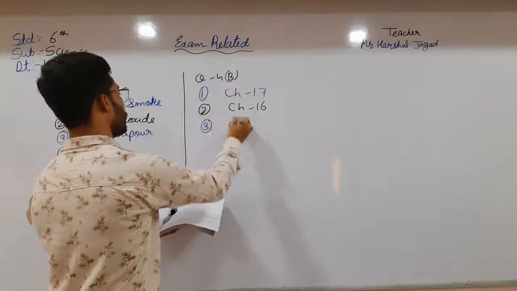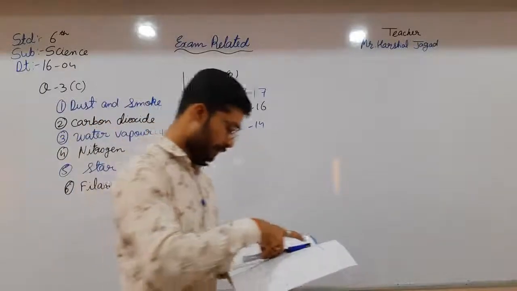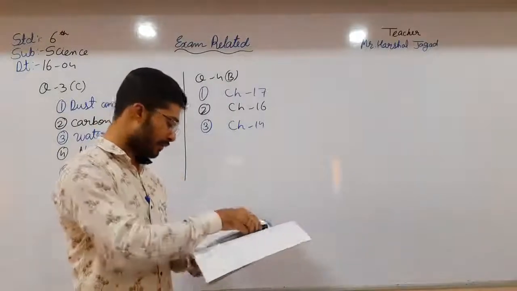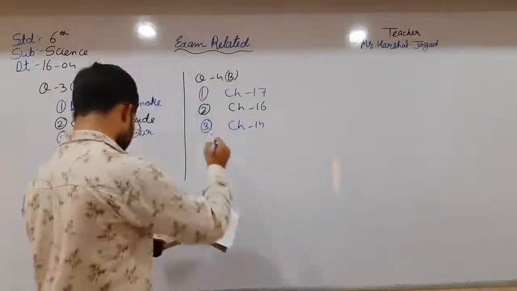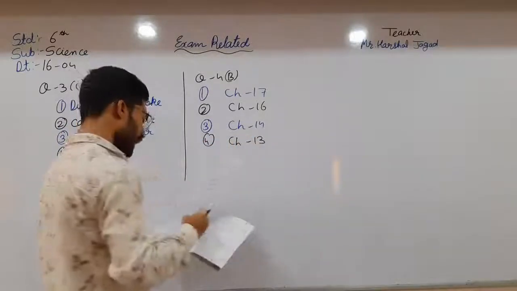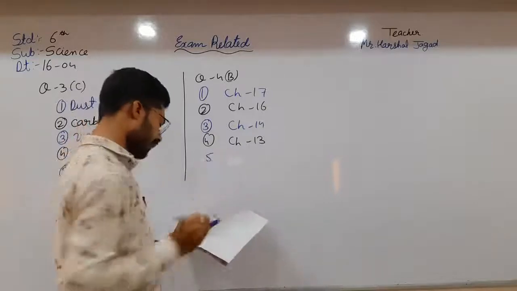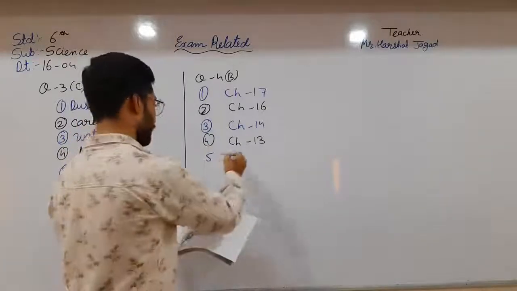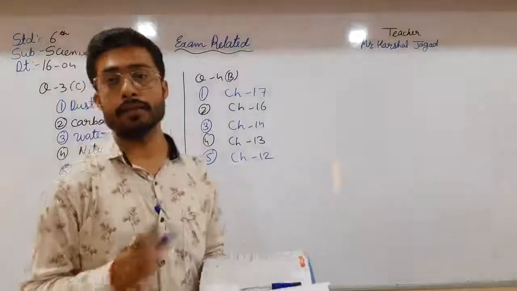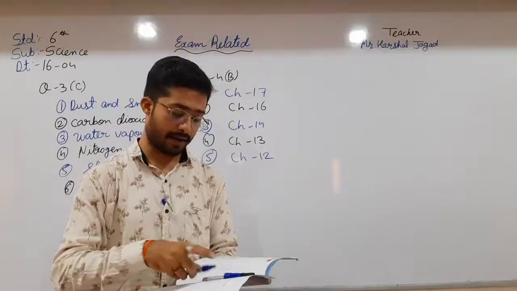Third one, that is from chapter number 14, electricity and circuits. Fourth one, what are sources of light? That is from chapter number 13. And the fifth one, list 4 uses of magnets. That is from chapter number 12. So I have given the chapters from which the question answers are asked.